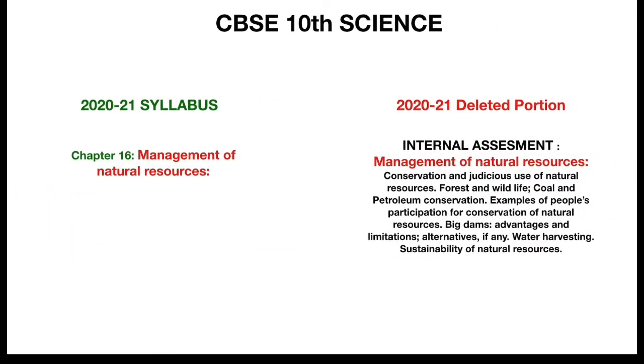The last chapter is 16, management of natural resources. This is given under the subheading of internal assessment, and I see it is listed in the deleted portion on the CBSE site, so I think this particular chapter is also no more in the syllabus this year. So this way we covered all 16 chapters, and I see a total of 3 chapters completely removed from your syllabus this year, and from some chapters they have removed some partial topics.